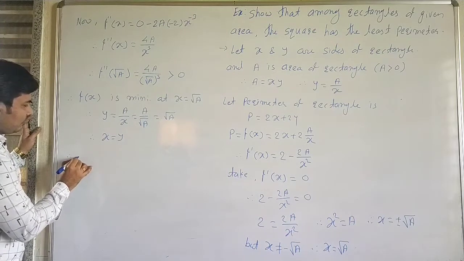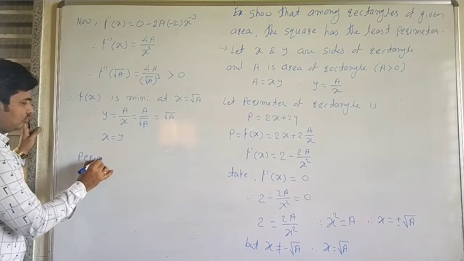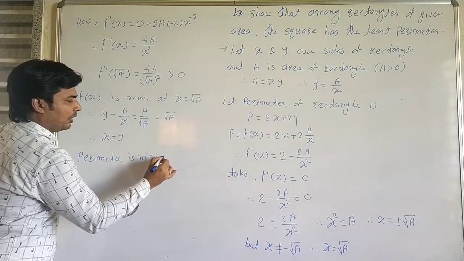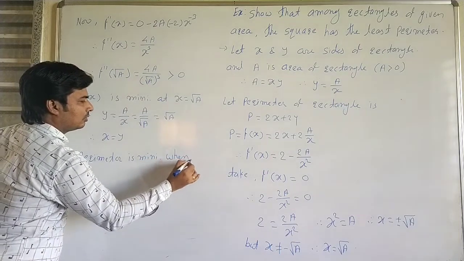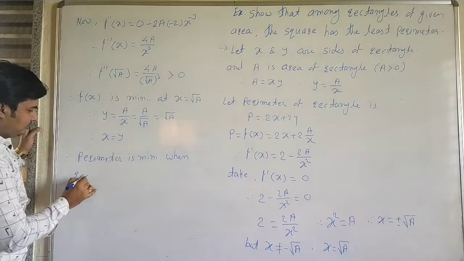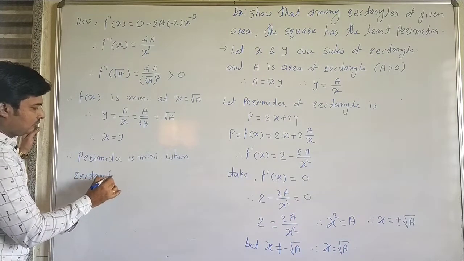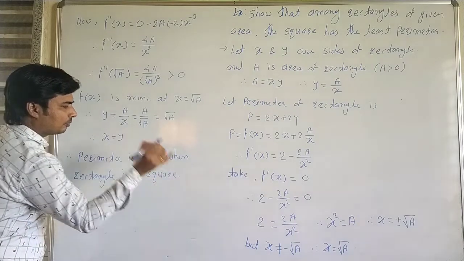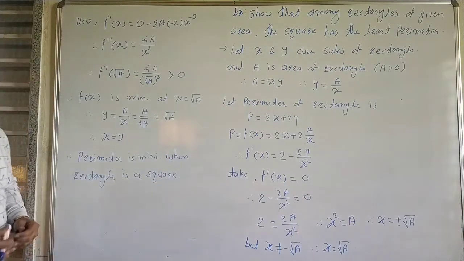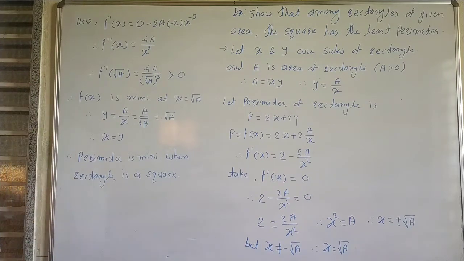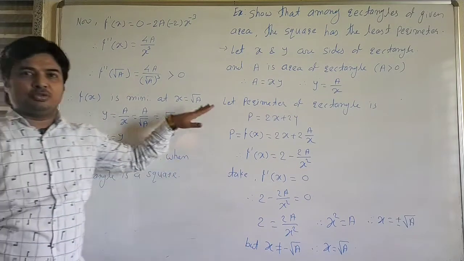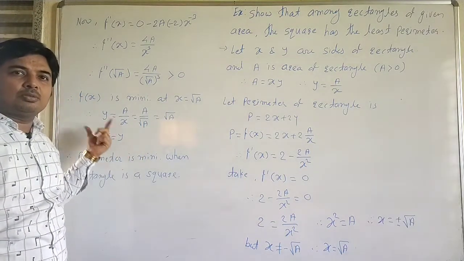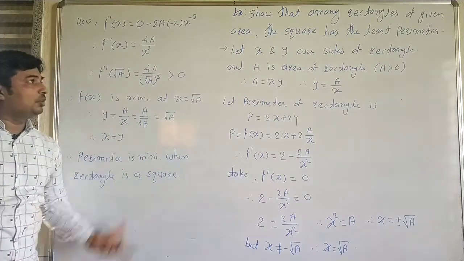Therefore the perimeter is minimum when the rectangle is a square. Okay, here see carefully. When the perimeter is minimum, then the rectangle becomes a square. x is equal to y are the sides of the rectangle, and when two sides of a rectangle are equal, then it is a square. Okay. Now next example.